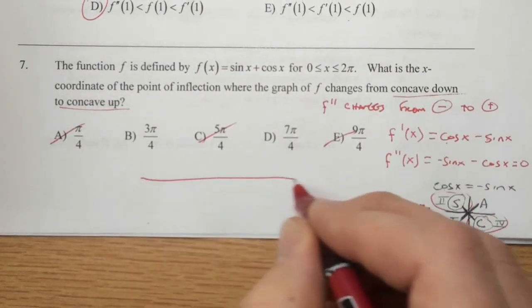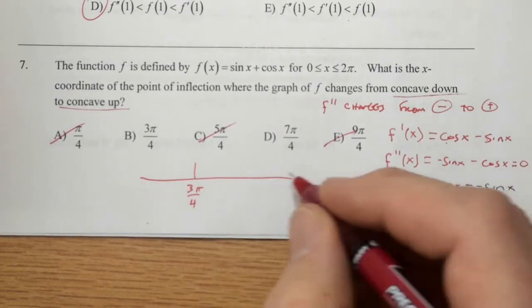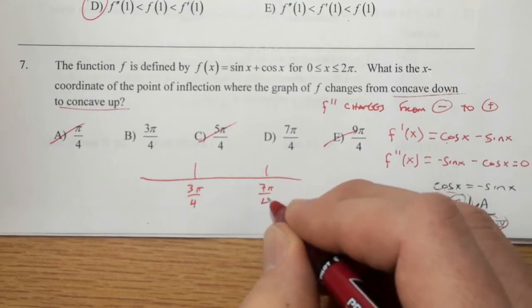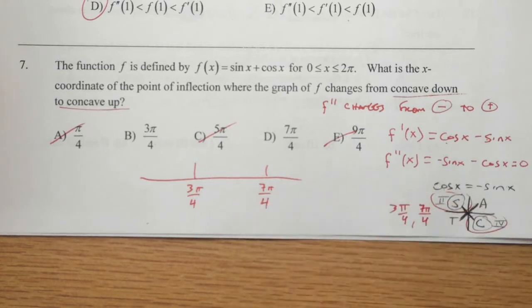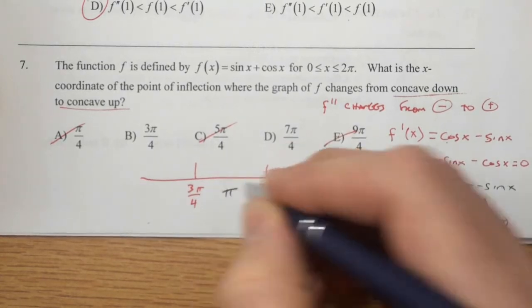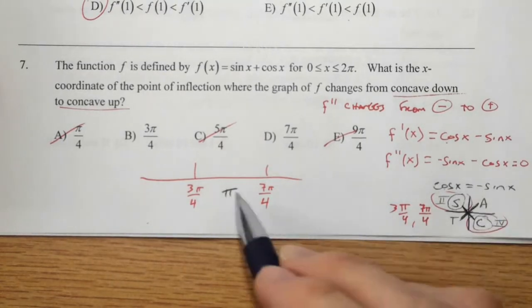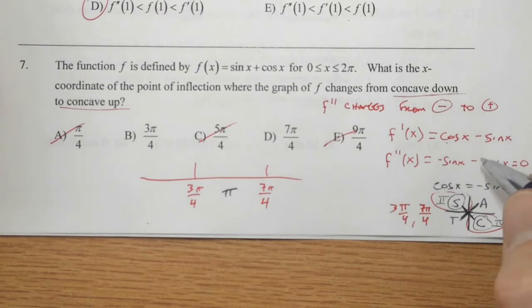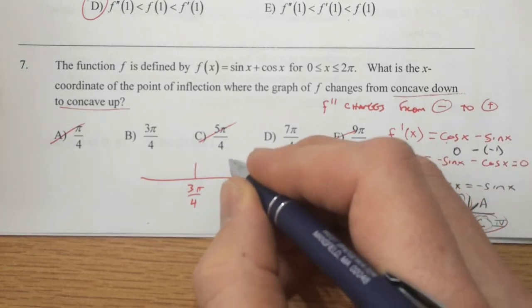So now, here we go. We have 3 pi over 4 and we have 7 pi over 4. All right, so what's a number in between? Well, pi is in between them, so let's use a test value of pi. All right, if we plug pi into the second derivative, we have the sine of pi. Well, sine of pi is 0, so that would stay there. And then we'd have the cosine of pi. The cosine of pi is negative 1, so we're subtracting negative 1. 0 minus negative 1 is a positive.